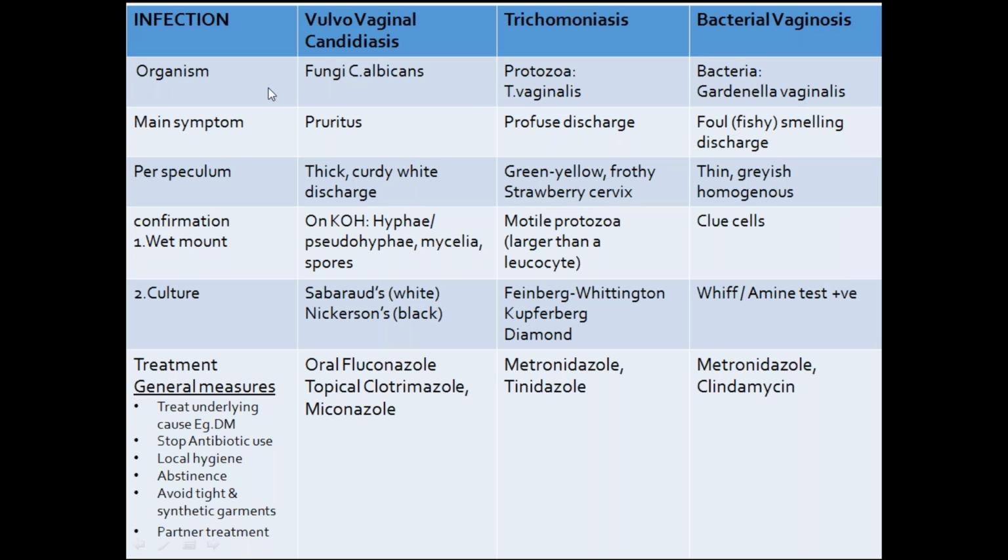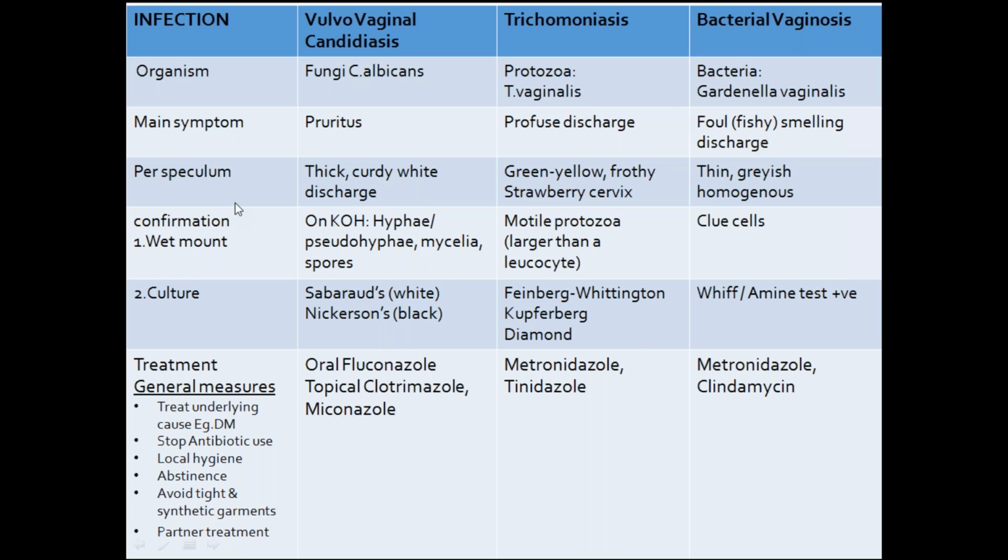The main symptom in candidiasis is pruritus, so she'll have a lot of itching. In trichomonas, the patient will have profuse discharge. In Gardnerella, it will be foul smelling. Usually the fishy smell is in bacterial vaginosis, and profuse discharge in trichomonas.